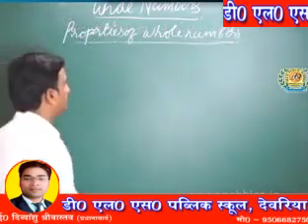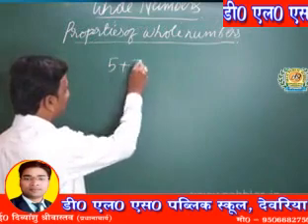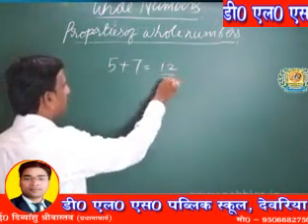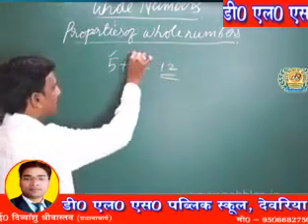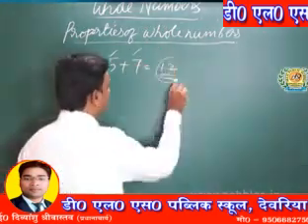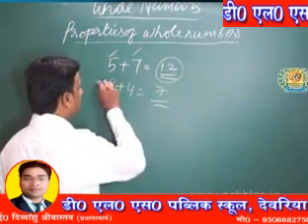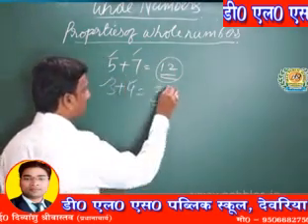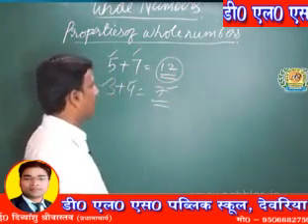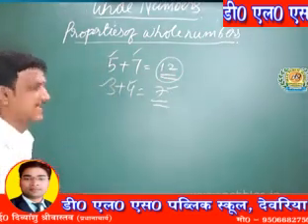Properties of whole numbers. Let us see 5 plus 7 equal to 12. So here 5 is a whole number, 7 is a whole number, and even 12 is a whole number. 3 plus 4 equal to 7. 3 is a whole number and 4 is a whole number and even 7 is a whole number. So here what do we understand?